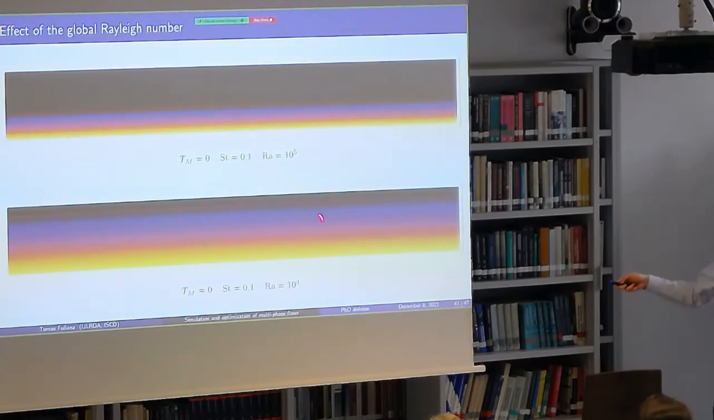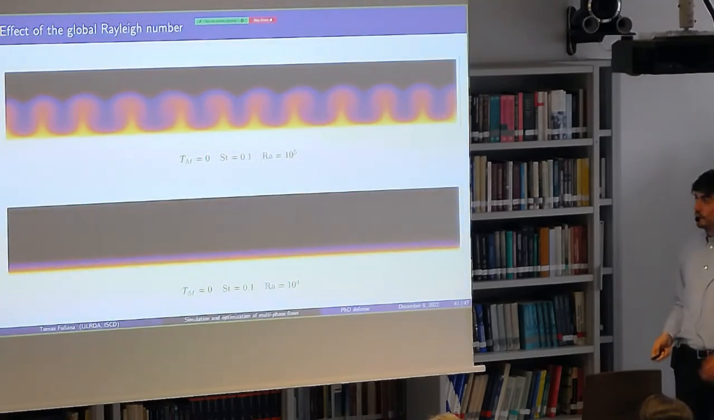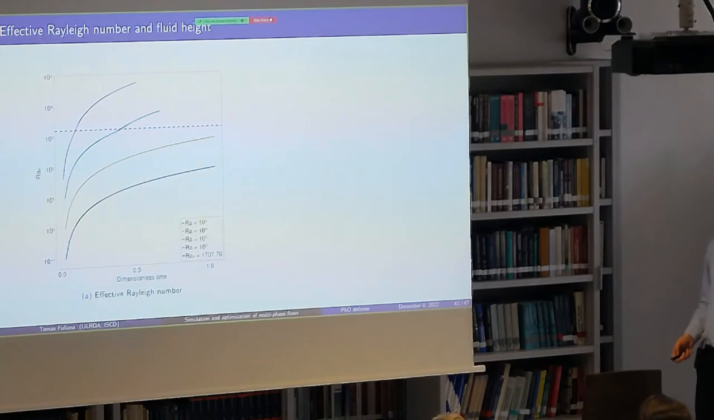Now, here, if we wait a few more seconds, we will see that at the end, we reached it and the convection rolls will appear. Now, we can also look at the effect of the global Rayleigh number in a more systematic way. We have here the same setup for different global Rayleigh numbers. And the dashed line here is the critical one of 1700.